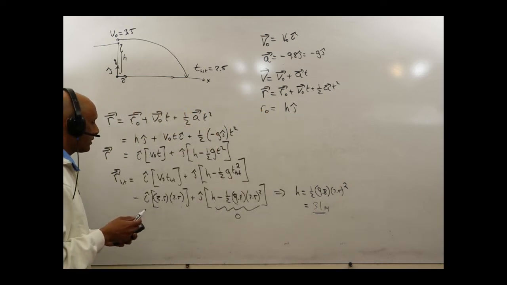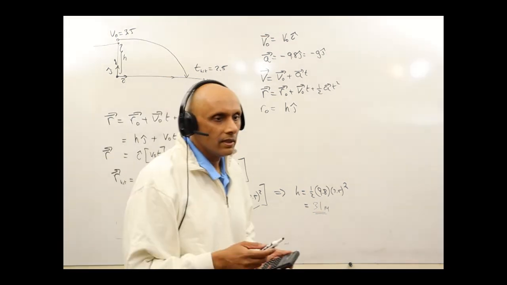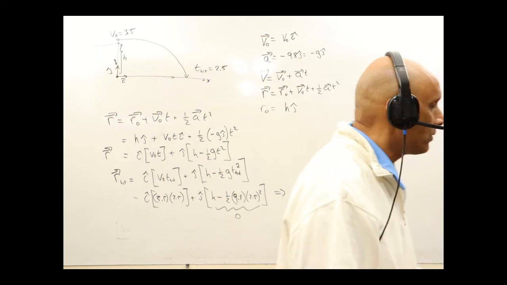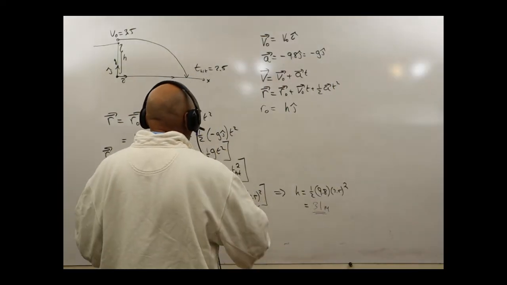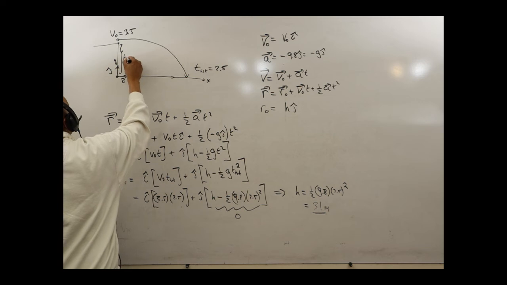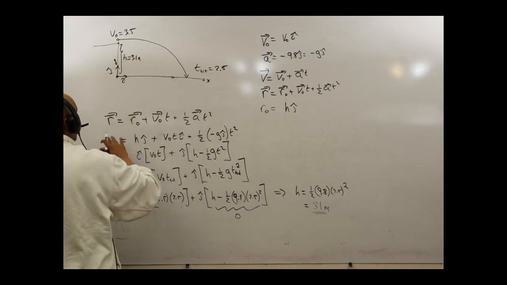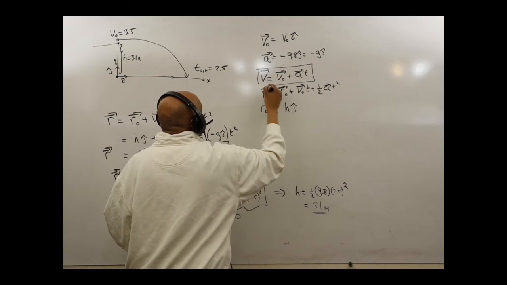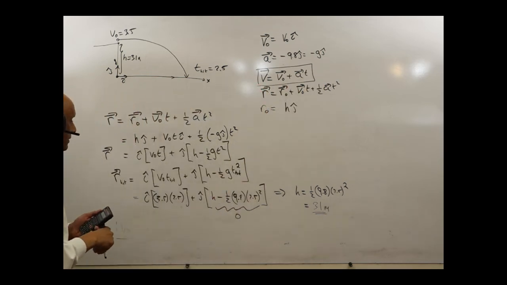Now, we're also asked to find the velocity when it hits the ground. So what is the velocity and speed of the stone? So what equation am I going to use? I'm going to erase everything. Height is now 31 meters. So I'm going to erase all this equation, and I'm going to be using this equation.